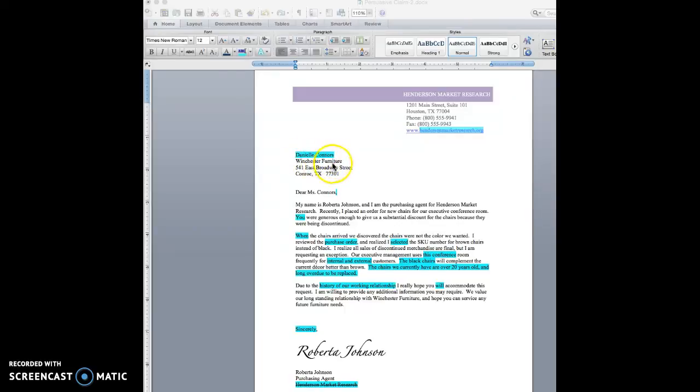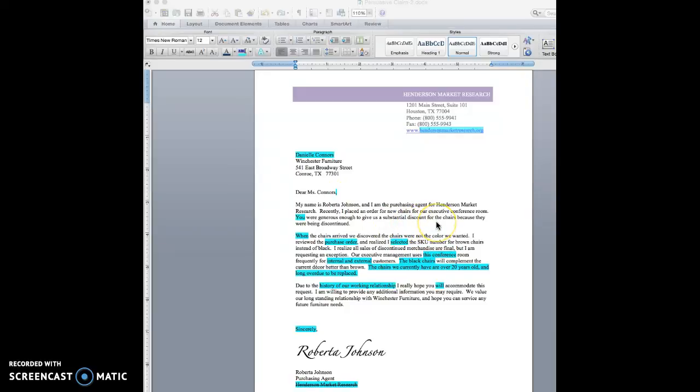Danielle Connors, Winchester Furniture on Broadway Street in Conroe. And then the greeting is correct, Dear Miss Connors. We drop the first name from the greeting. The punctuation is incorrect. It technically should be a colon rather than a comma, although that's not that big of a deal, but still.